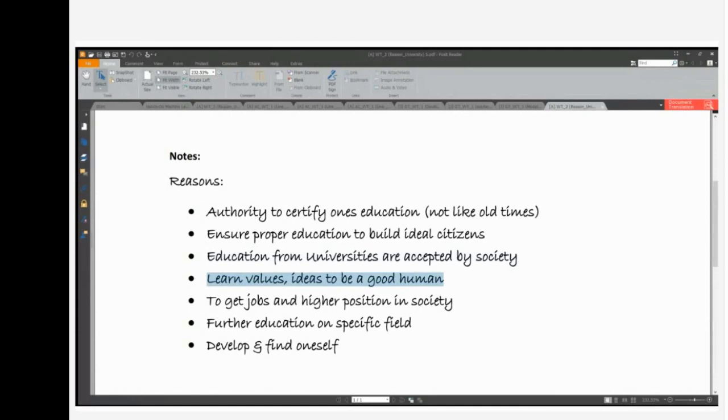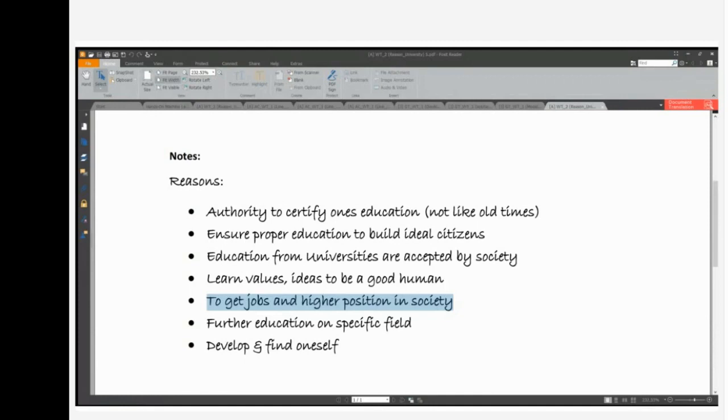We can also write that to get jobs and higher positions in society, we go to colleges and universities. So someone with a better degree from a good university or a college has a higher chance of getting a highly paid or good respectable job in the society, which actually benefits the society, and that gives a lot back to the society. So we can discuss those things also.